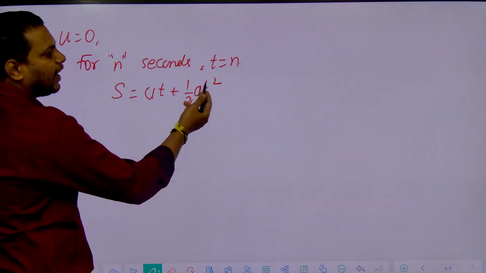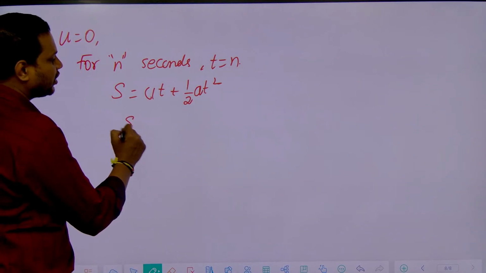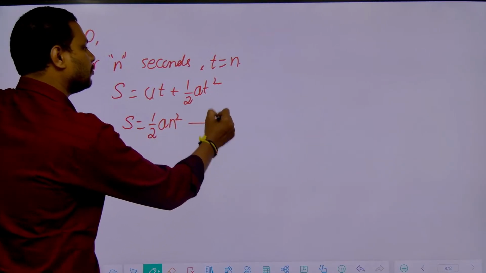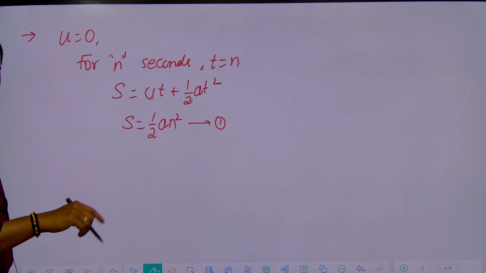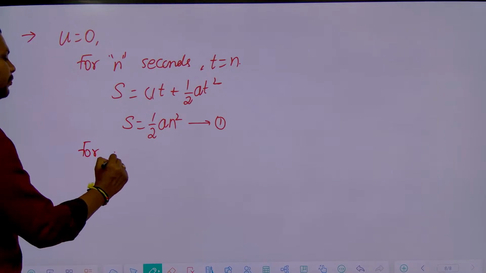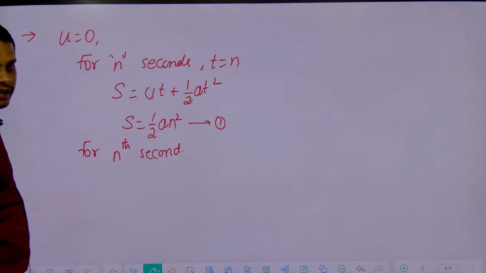Then a value is a only. And time is equal to how many seconds? n seconds. Then s is equal to half a n square. Take it as equation number 1. My nth second I told, right? Are you clear? Now for nth second, please remember, distance traveled in nth second.